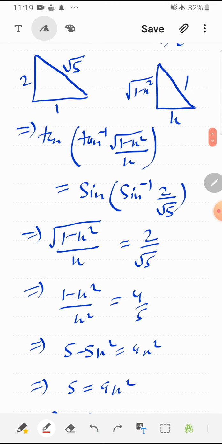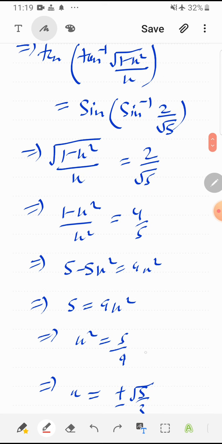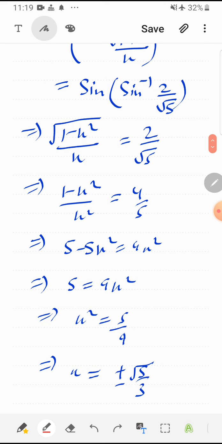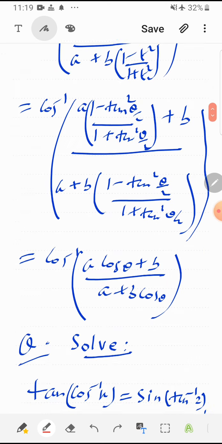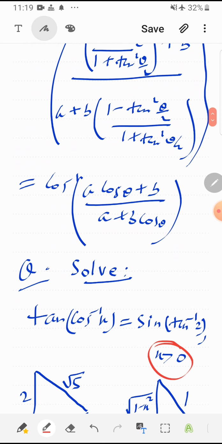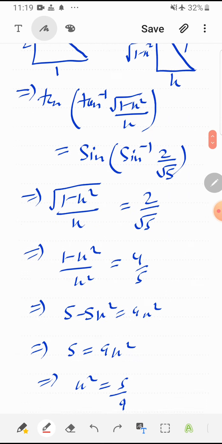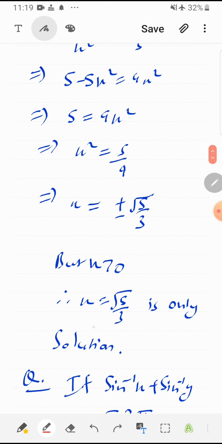Now we can square both sides and cross multiply. So from here x square is 5 by 9, so x is plus minus root 5 by 3, but the important thing is that it is given in the question that x is greater than 0. Now x is greater than 0, that means plus root 5 by 3 is the only solution. Remember this.